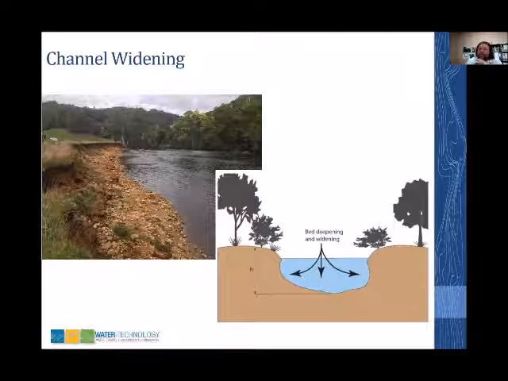And one way that occurs is by simply the amount of water that's coming down through the channel, and the channel trying to adjust to accommodate the volume of water that's passing through the river system.